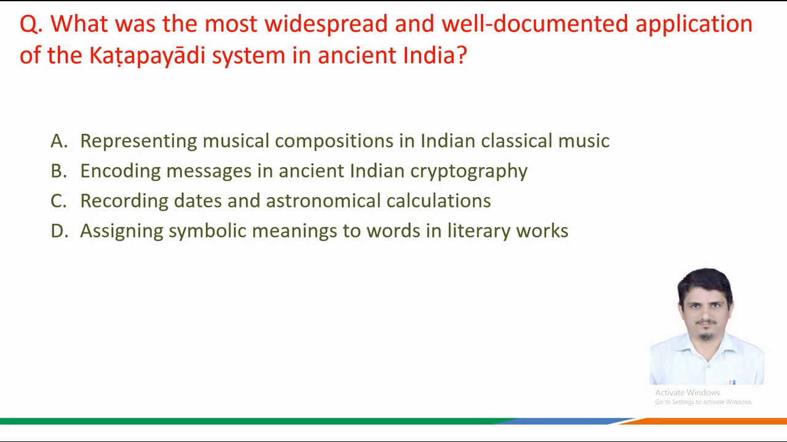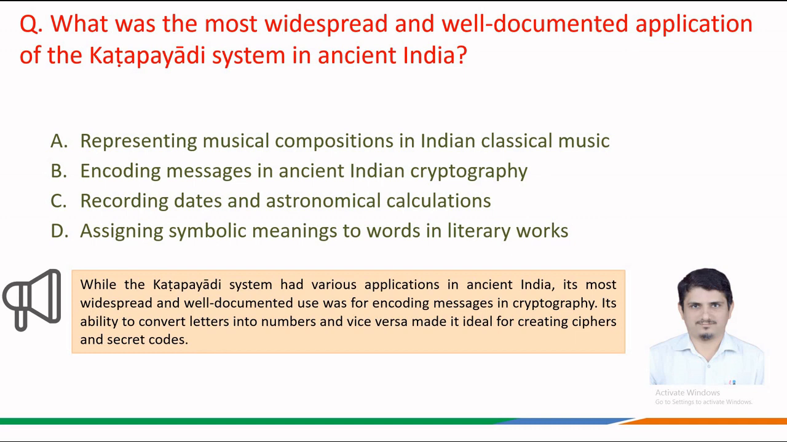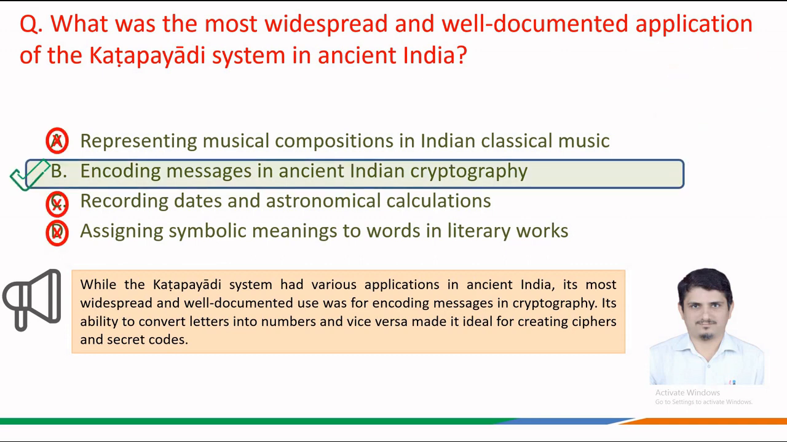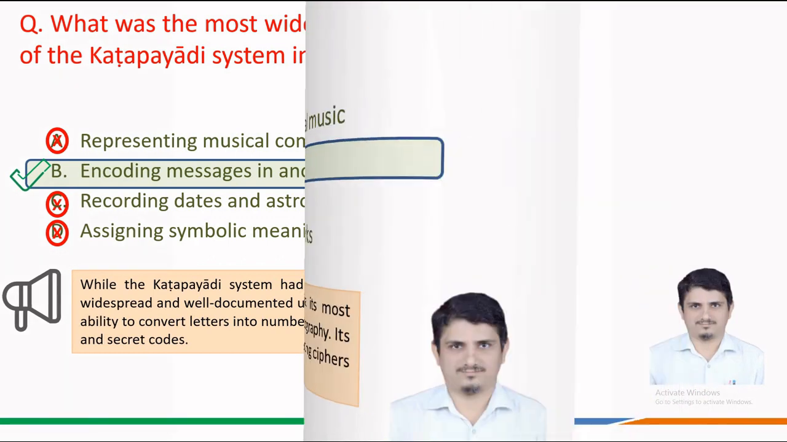Facts which will take us to the correct answer are, while the Katyapadi system had various applications in ancient India, its most widespread and well documented use was for encoding messages in cryptography. Its ability to convert letters into numbers and vice versa made it ideal for creating ciphers and secret codes. Therefore, what will be the correct answer of this question? The correct answer for this question is option B, encoding messages in ancient Indian cryptography.